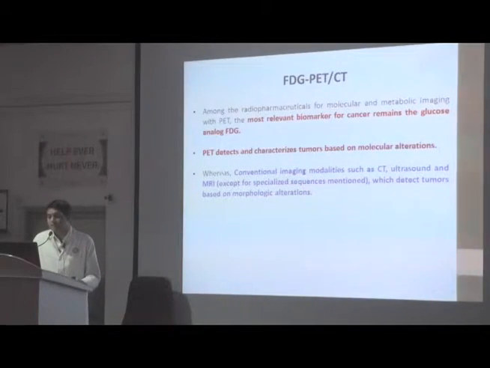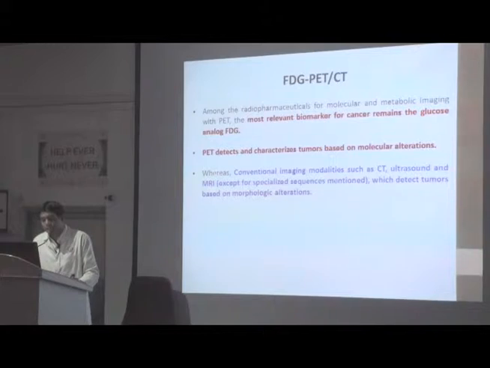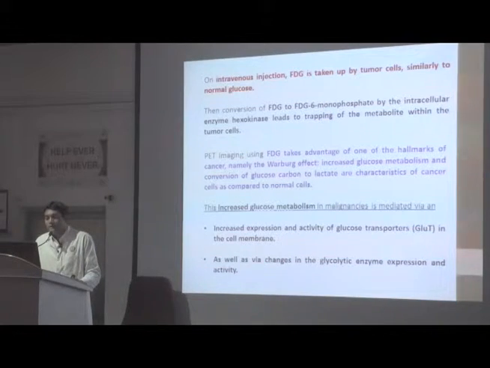FDG PET-CT is the most relevant biomarker for cancer; it remains the glucose analog FDG. PET detects and characterizes tumors based on molecular alteration, while other conventional imaging modalities detect based on morphological alteration. Basically, FDG is injected and taken up by the tumor cells because it is an analog of glucose, and FDG is converted to FDG-6-monophosphate by the action of hexokinase. By this, the metabolite is trapped within the tumor cell.